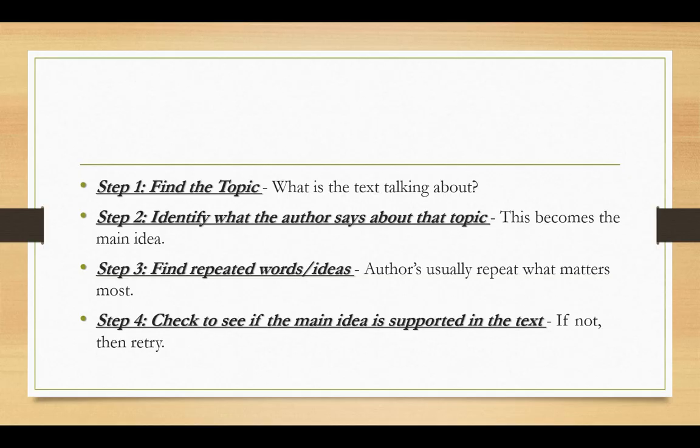Step 3, find repeated words or ideas. So authors usually repeat what matters most and what they want you to learn and take out of that passage or story. And finally, step 4, check to see if the main idea is supported in the text. If not, then, well, retry, because you probably did something wrong.